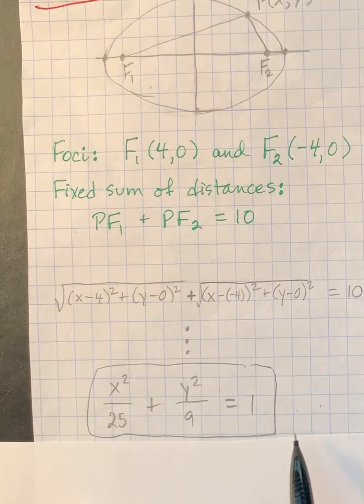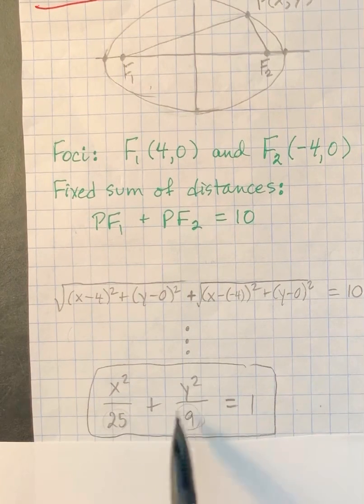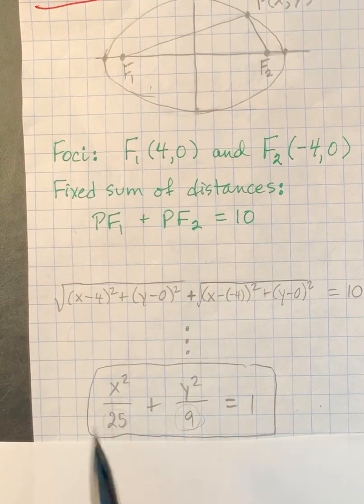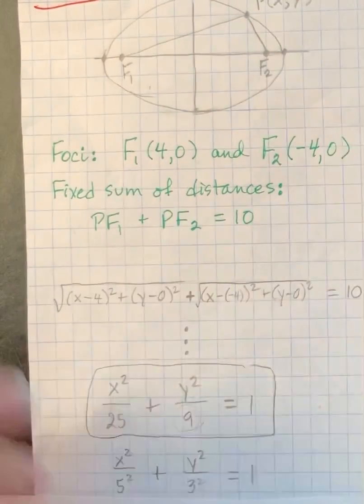This is a great form, and you might think, well, I don't really like it because of the fractions, but actually the denominators tell you a lot. 25 is the square of 5, and 9 is the square of 3, so we've got some nice square numbers here. But anyhow, 5 and 3, those are key numbers when it comes to this ellipse.